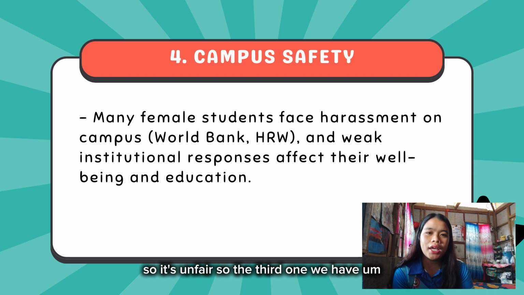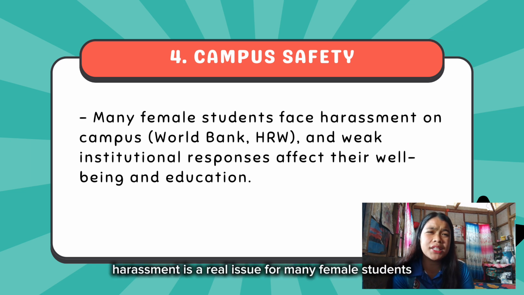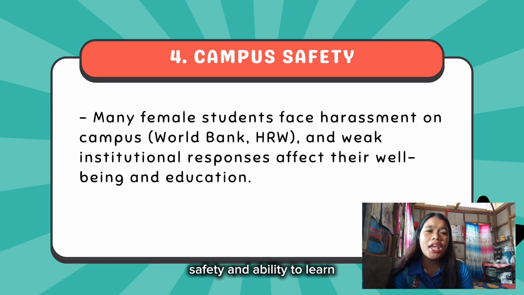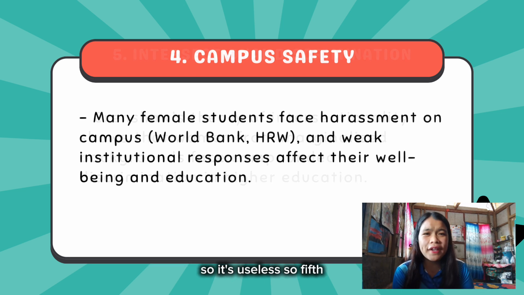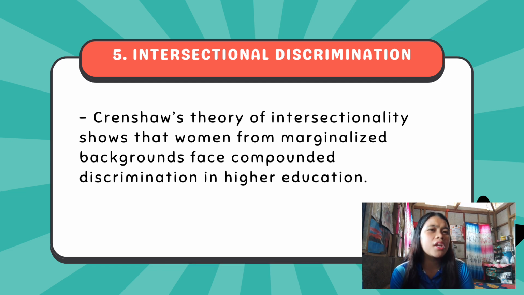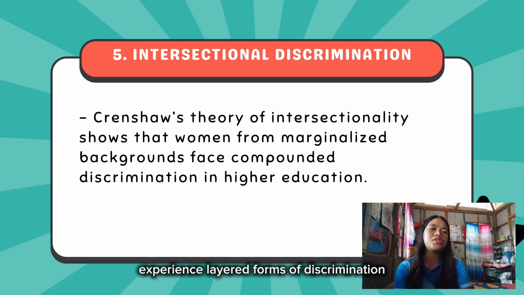Fourth, we have campus safety. Harassment is a real issue for many female students, and sadly, weak school responses affect their sense of safety and ability to learn. There are many policies and laws, but the implementation is weak and not that strong. So, it's useless. Fifth, we have intersectional discrimination. Crenshaw's theory of intersectionality teaches us that women from marginalized communities experience layered forms of discrimination.